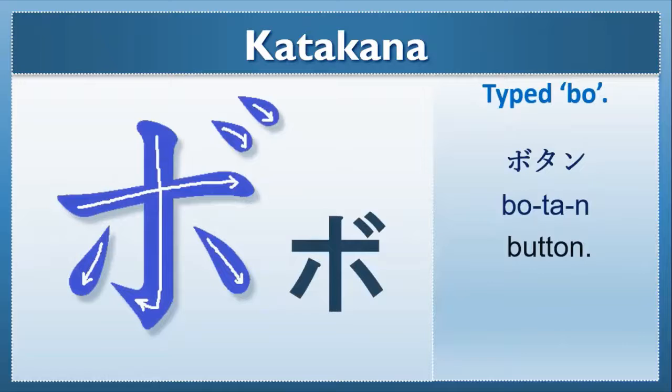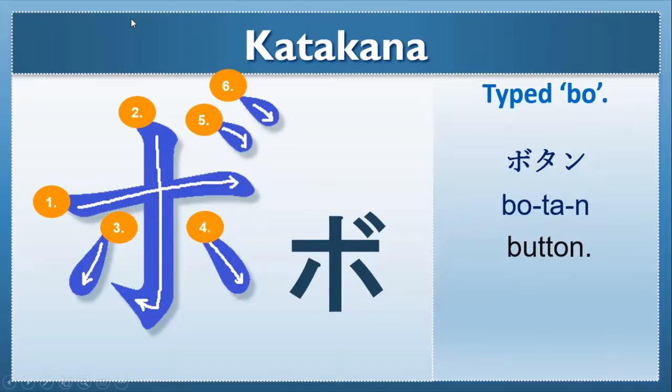The last is bo. So this 1, 2, 3, 4 is ho, and 5 and 6, 10, it becomes bo. Bo as in botan, botan. Botan means button. So we finished the complete lesson today.